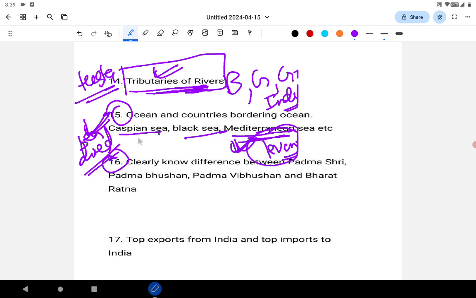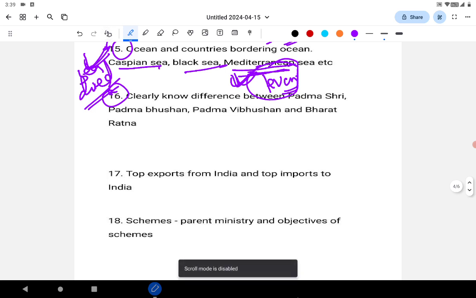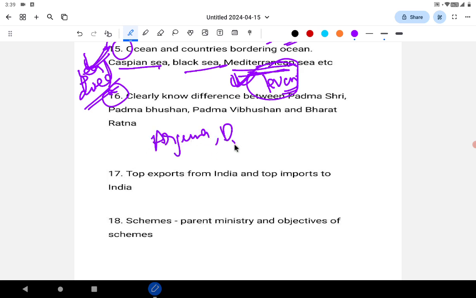Next, a very important thing is to clearly know the difference between these awards. What is the difference between Padma Bhushan, Padma Vibhushan, and Bharat Ratna, and also the sports awards? The difference between the Arjuna Award, Dronacharya Award, Ekalavya Award. Padma Bhushan, Padma Vibhushan, Padma Shri, Bharat Ratna, Arjuna Award, Dronacharya Award, Rajiv Gandhi Khel Ratna, etc. Try to know the difference between all these awards.